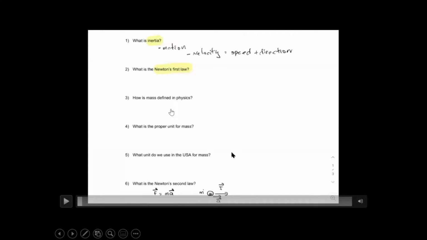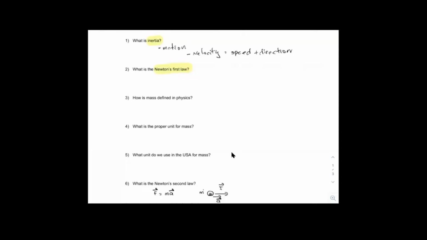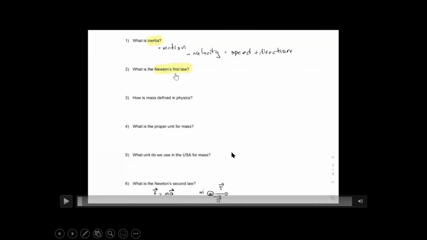All right, good. So quick review before we continue. What's inertia? Tendency to retain motion, or resistance to change in motion. Motion means velocity. It's a combination of speed and direction. Tendency to retain motion in the absence of a net external force. You may have forces, but make sure that the net force is zero. That's what it means. Inertia is also known as Newton's first law.